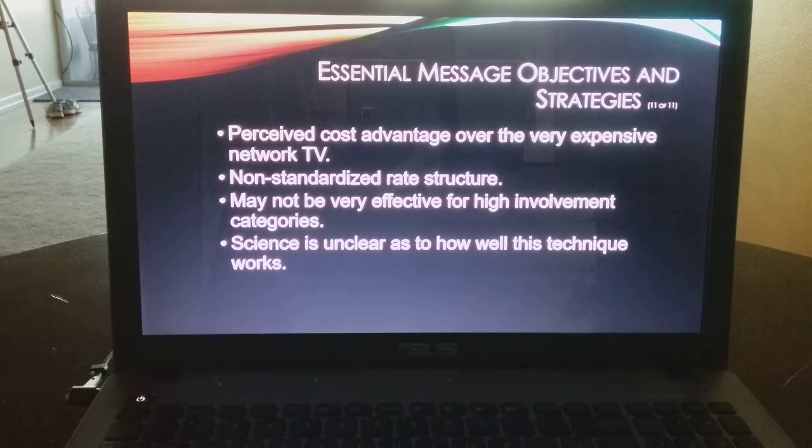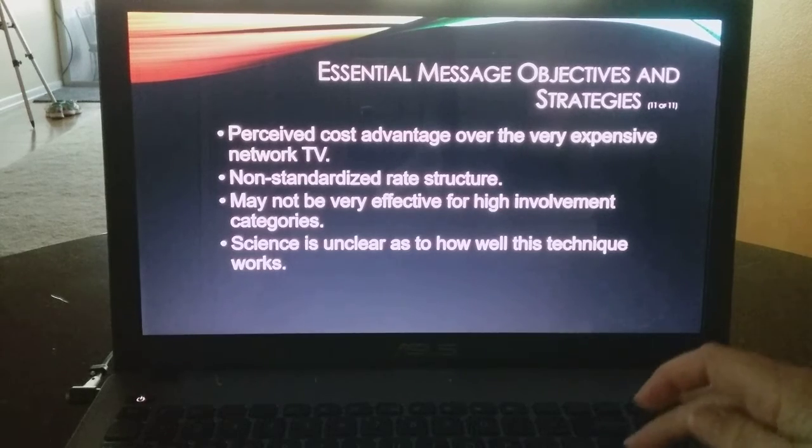So it has its pros and cons. Does it work? Does it not work? It may or may not. It can be expensive, but it can be really effective. And if nothing else, it certainly reinforces your brand image.